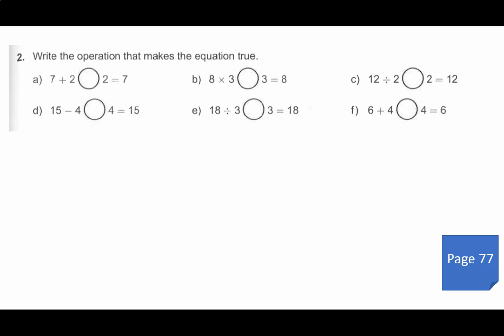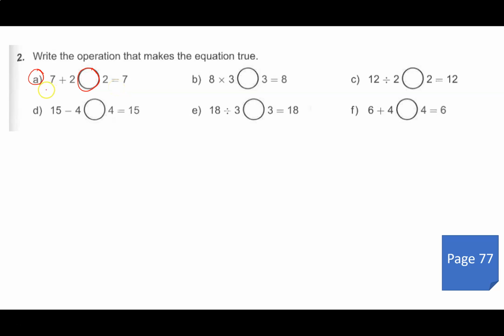All right, question 2. Write the operation that makes the equation true. All right, so last time we were solving for the final number. Now we're going to determine which operation will make this equation true. Let's try 2A. 7 plus 2, mystery operation, 2 equals 7.